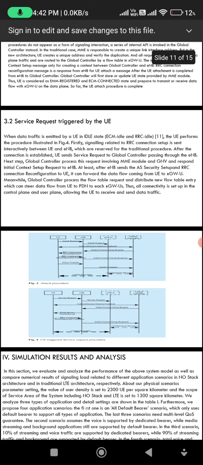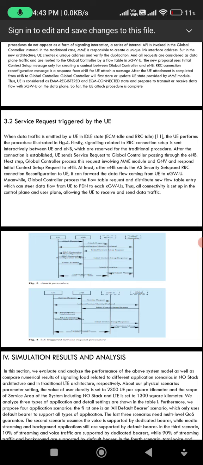Service request triggered by the UE. When data traffic is emitted by a UE in idle state, the UE performs the procedure illustrated in figure 4. Firstly, signaling related to RRC connection setup is sent interactively between UE and ENB, which is reserved from the traditional procedure. After the connection is established, the UE sends a service request to the global controller passing through the ENB. Next, the global controller processes this request involving the MME module and XGWC, and responds with an initial context setup request to the ENB.